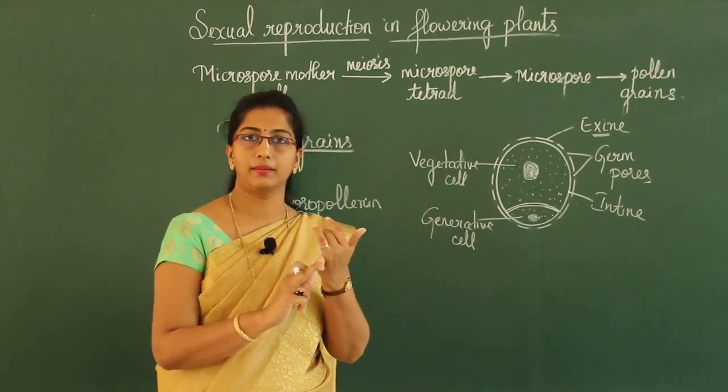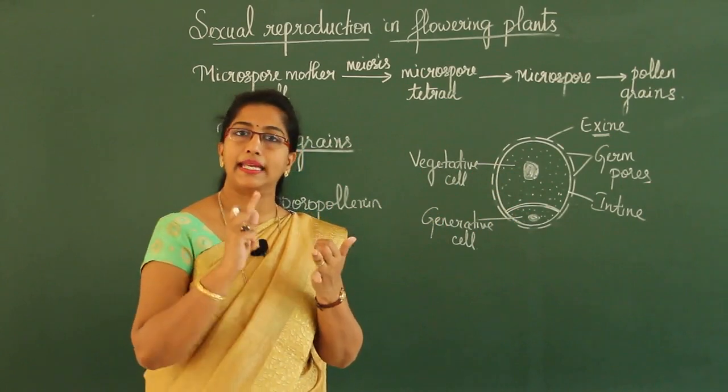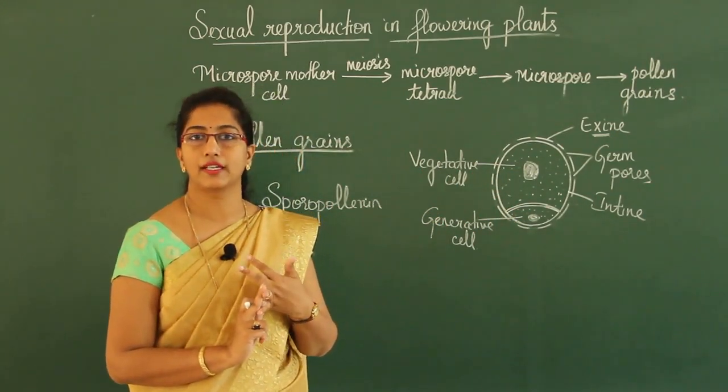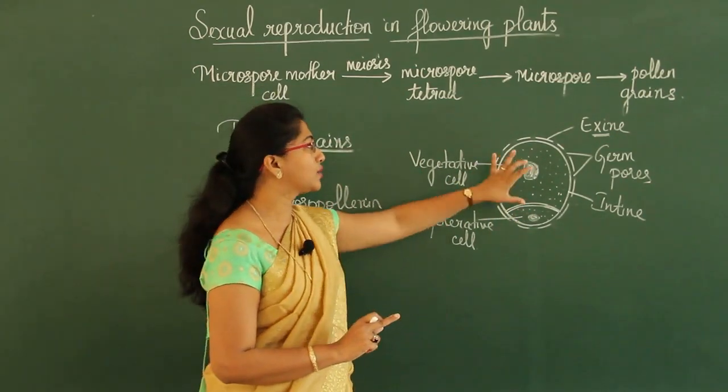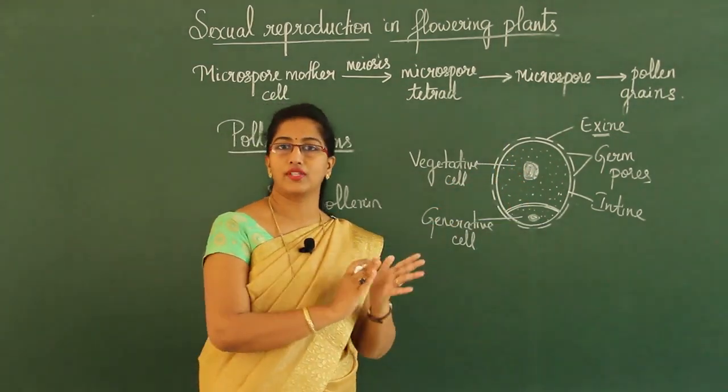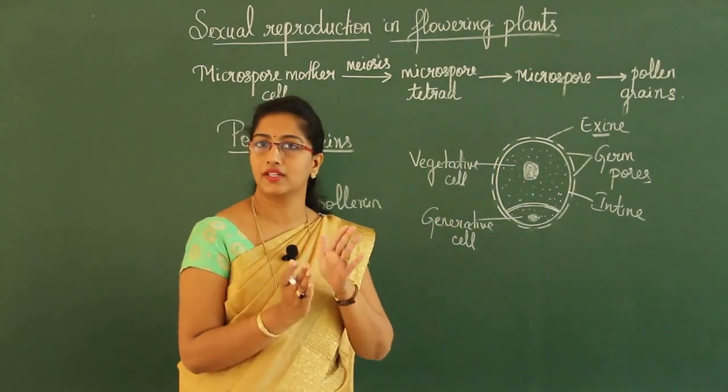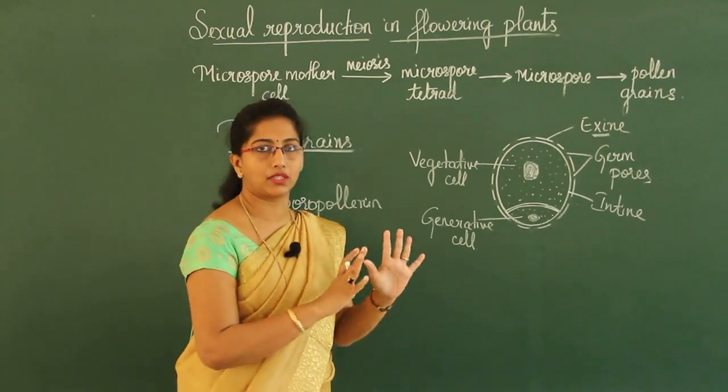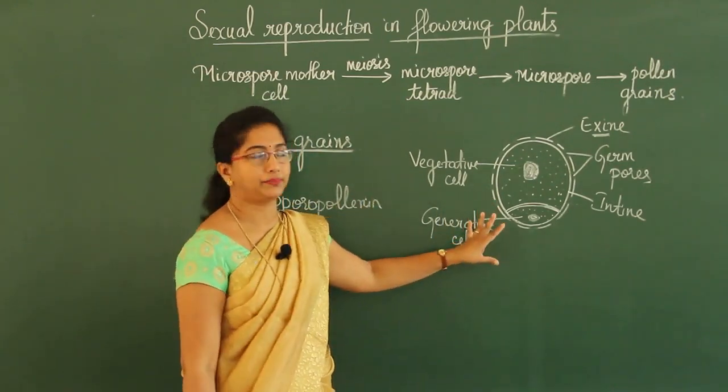So the exine is made up of sporopollenin, and the intine is a soft layer made up of cellulose and pectin. It has two cells: one large cell, the vegetative cell, and one smaller cell called the generative cell. Okay, so that is about the structure of the pollen grain.